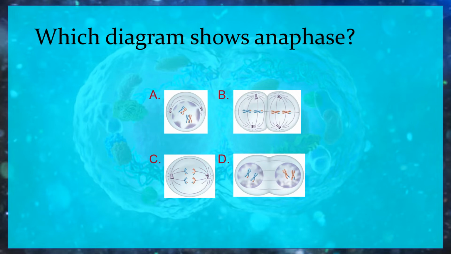Diagram shows anaphase. A, B, C, or D? The answer is C.